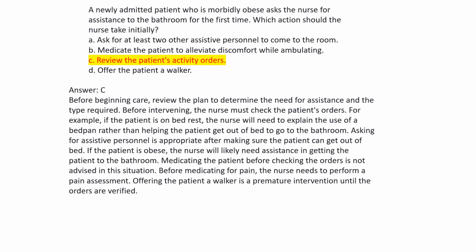Answer: C. Review the patient's activity orders. Before beginning care, review the plan to determine the need for assistance and the type required. Before intervening, the nurse must check the patient's orders. For example, if the patient is on bed rest, the nurse will need to explain the use of a bedpan rather than helping the patient get out of bed to go to the bathroom. Asking for assistive personnel is appropriate after making sure the patient can get out of bed.